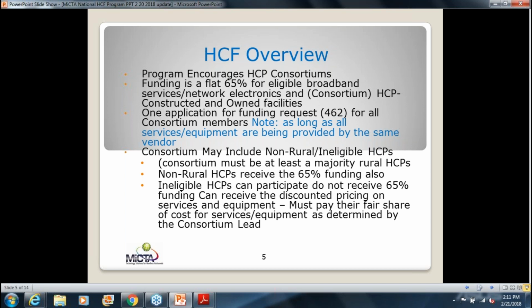Now you can see that the consortium can include non-rural HCPs as long as the consortium consists of one more rural HCP than non-rural. And in that case, the non-rurals also receive 65% funding. It also provides for ineligible HCPs, those are for-profit HCPs. They obviously don't receive the 65% funding, but they can take advantage of the discounted pricing on the services and equipment. And as the order states, they must pay their fair share of the cost for services and equipment as determined by the consortium lead.